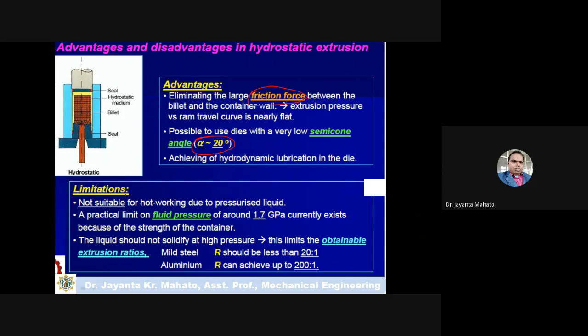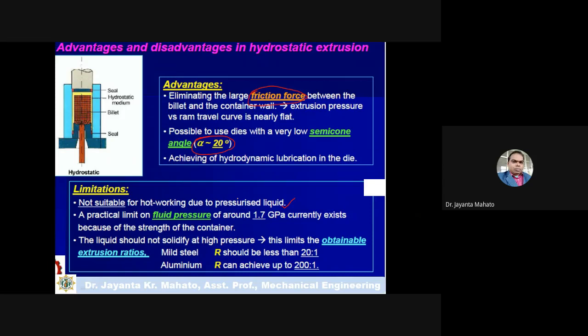And some limitations are there. It is not suitable for hot working due to the pressurized liquid. It means at a high pressure, the use of liquid media can actually create a big issue. So in case of the hot extrusion process, this hydrostatic extrusion process is not suitable.